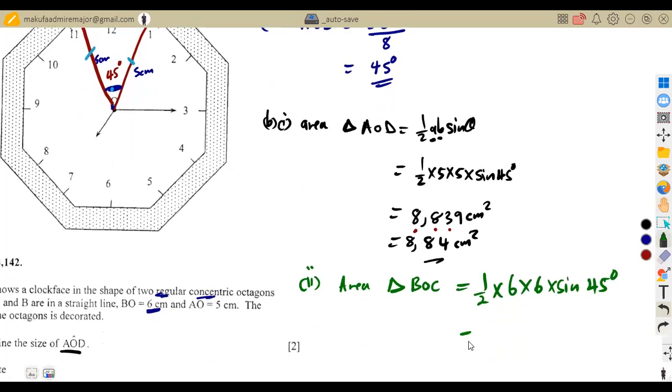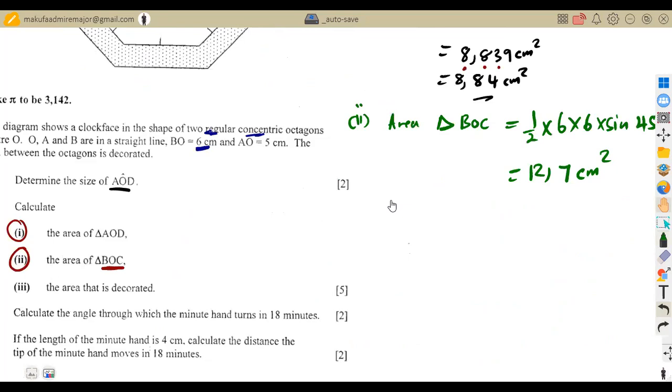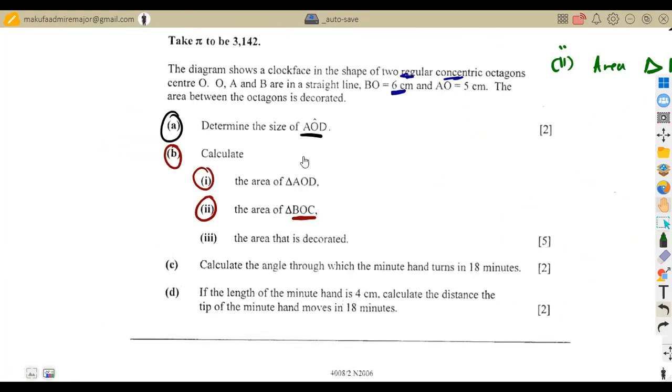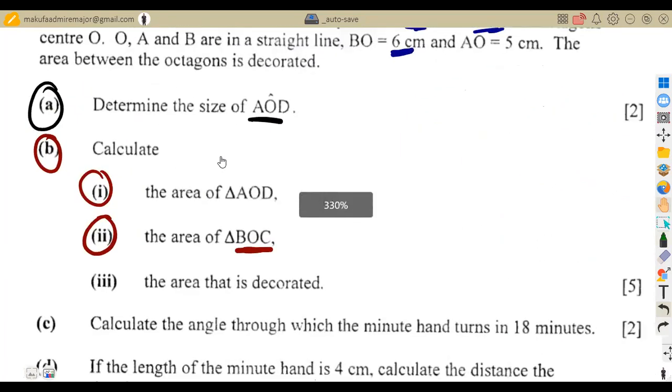So that is what you're going to have. Just like I presented on the calculator, you do the same. You are going to obtain something like 12.7279 and so forth. So to 3SF, that would be 12.7 square centimeters. All right. So that is how you could have determined the area of triangle BOC. Then the next part is to calculate the area that is decorated.